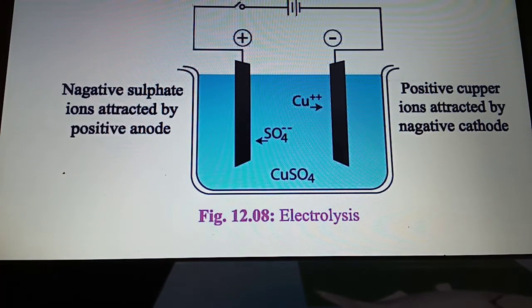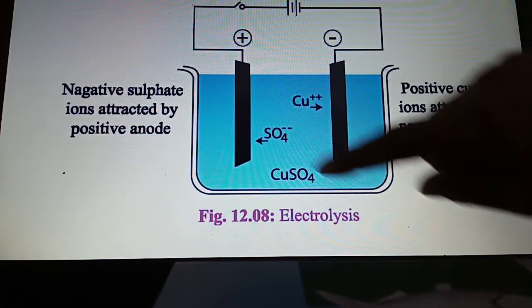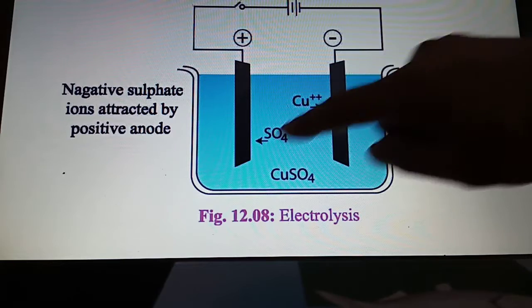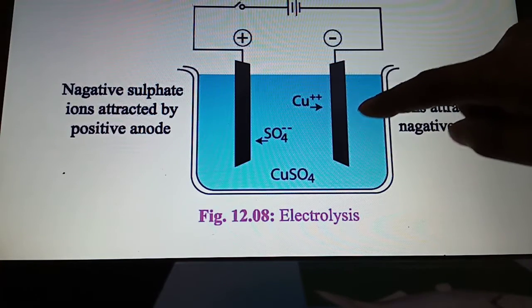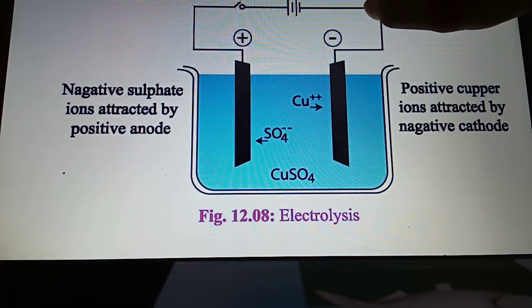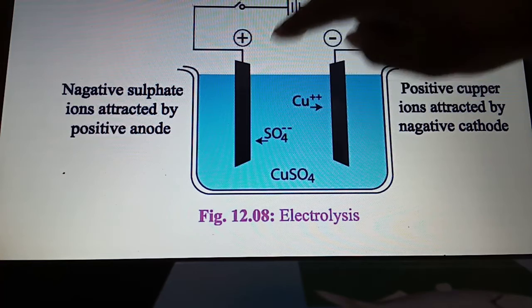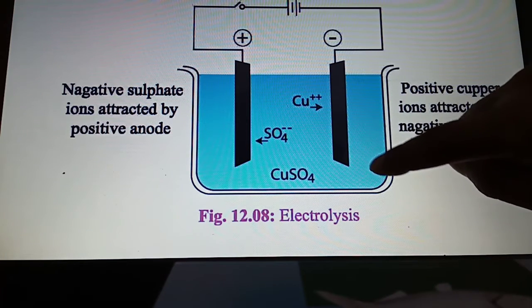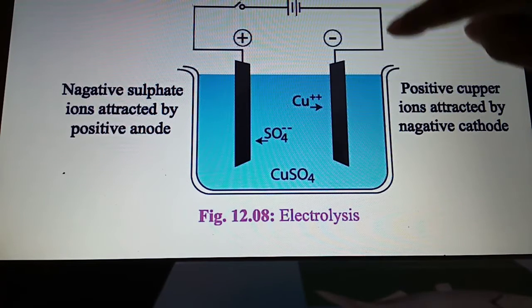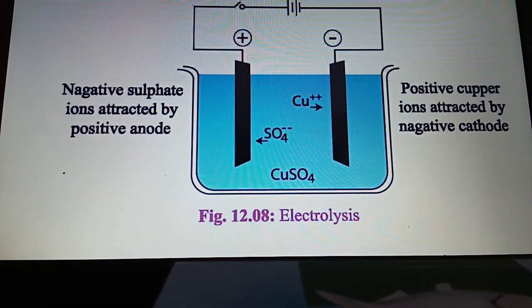Let us see here. In a glass container, we are taking copper sulfate solution. There are two plates here. Both of them are copper plates. One is anode, another one is cathode, because here they are connected with the cell. This one is positive, that is anode, and this one is negative, that is cathode. So when we close the switch, what happens?